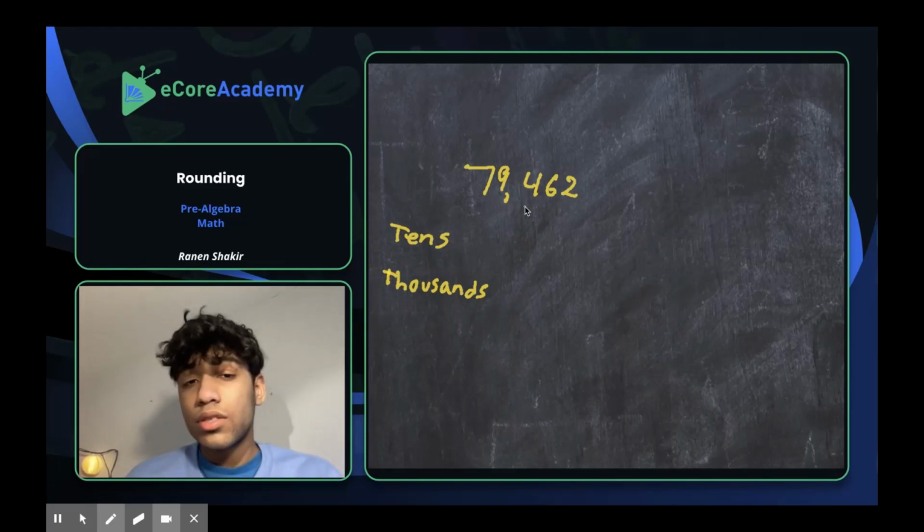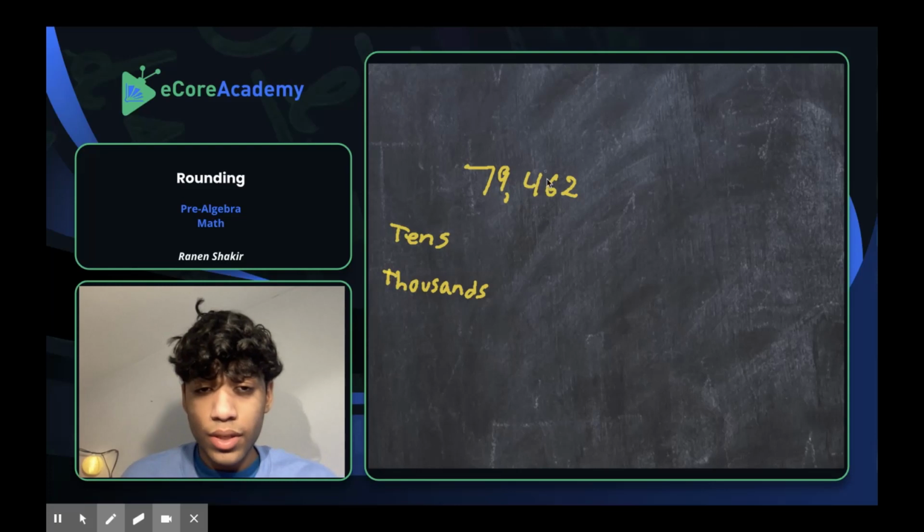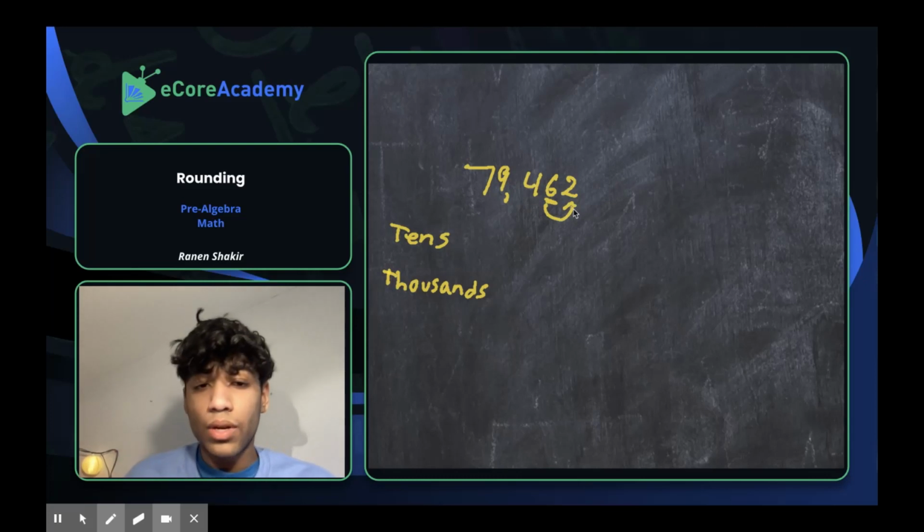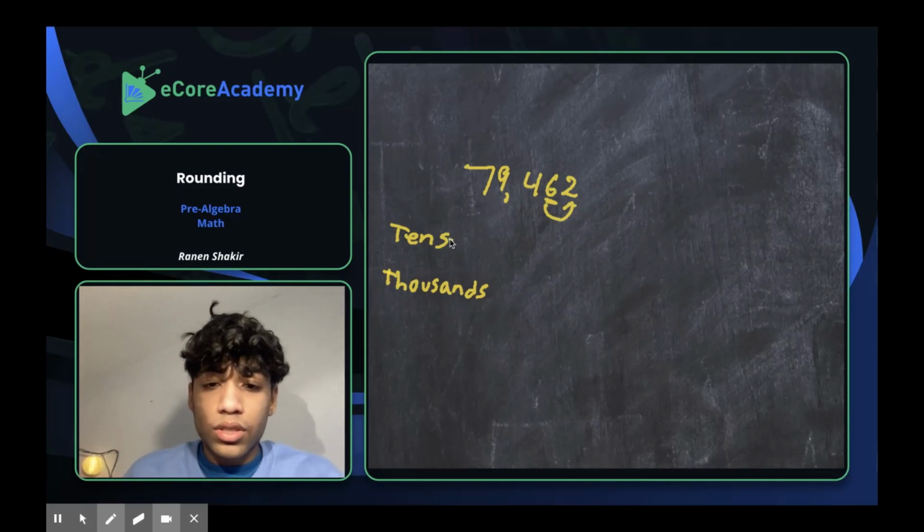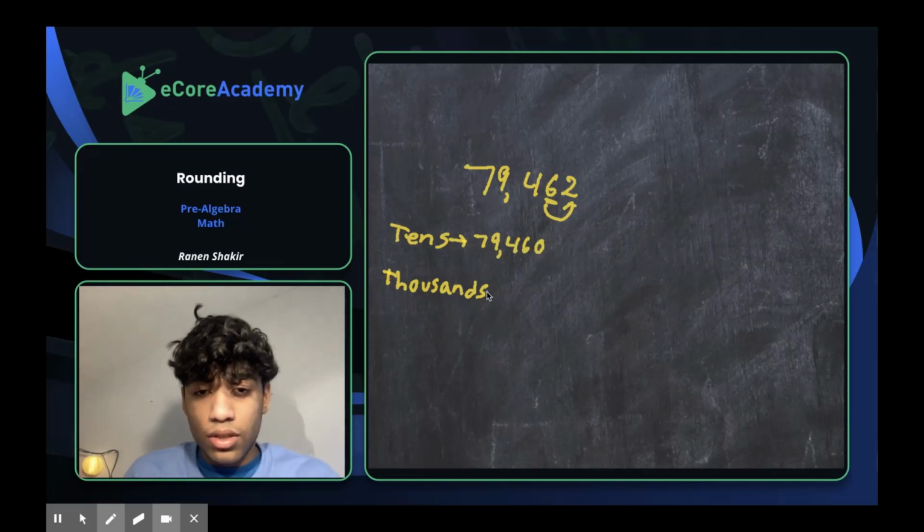So 79,462, we round to the tens place. We look at the tens place, see it's a 6. Look to the right, see it's a 2. We know that 2 is less than 5, so we know the number stays the same. So 79,462 rounded to the tens place is 79,460.